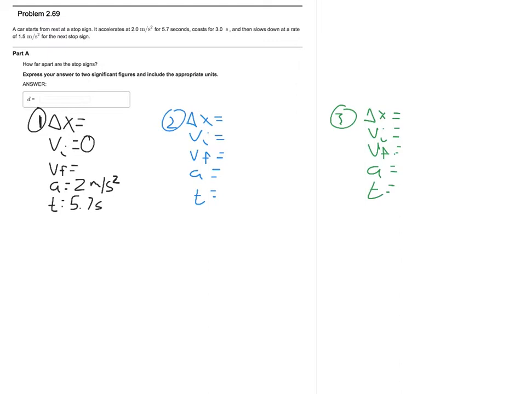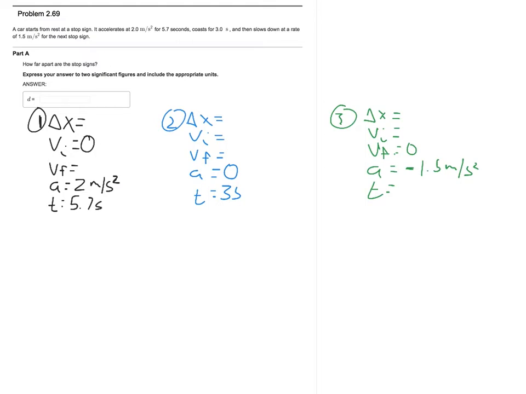We then maintain a constant speed, so I know my acceleration is 0 for that period of time, for 3 seconds. That's what that coasting piece means. And then we slow down at a rate of 1.5 meters per second squared to get to that next stop sign. So we're going at some speed, slowing down at 1.5 meters per second squared. I know my final velocity is going to be 0. So let's start analyzing this one piece at a time.